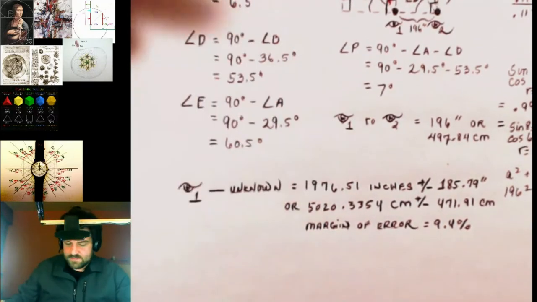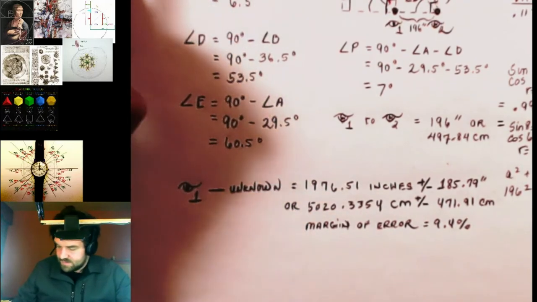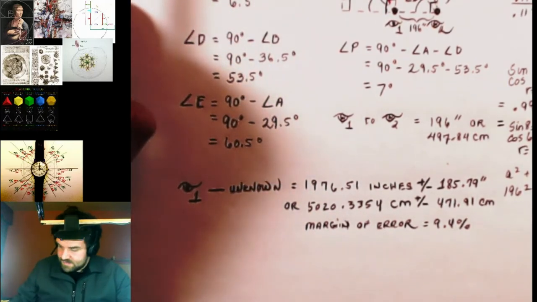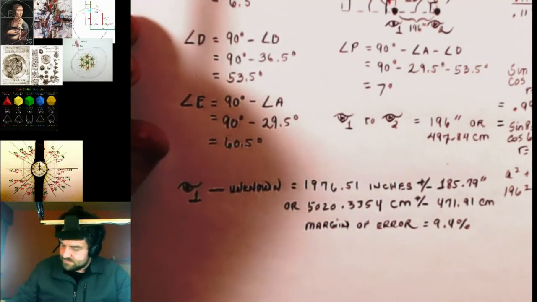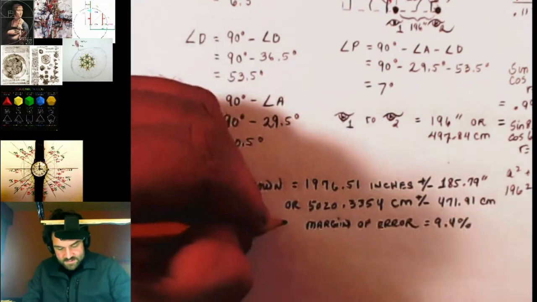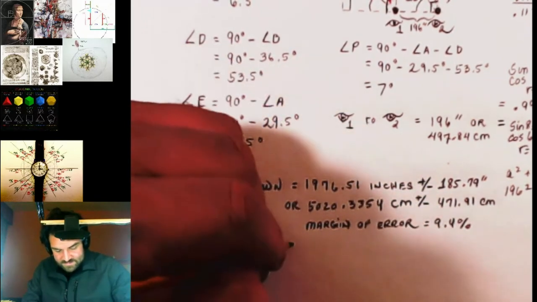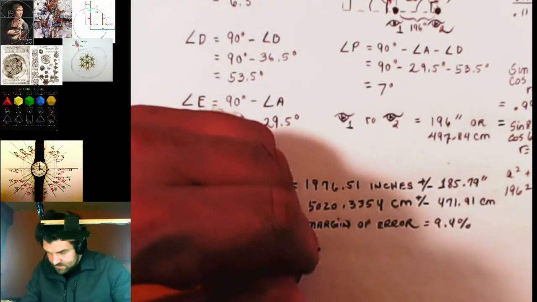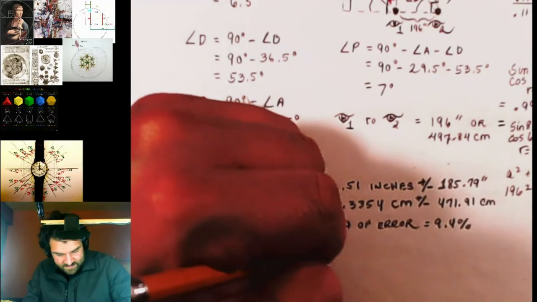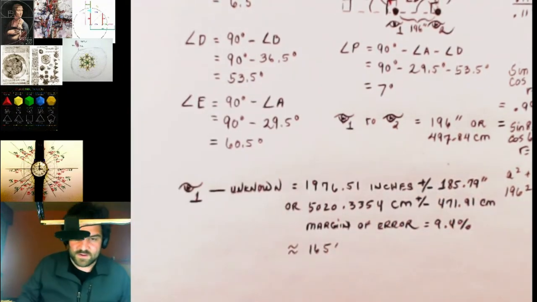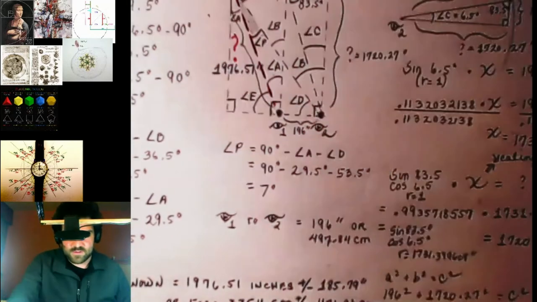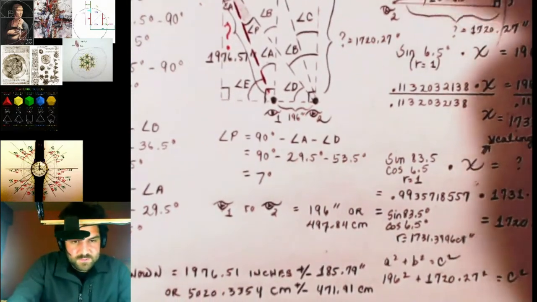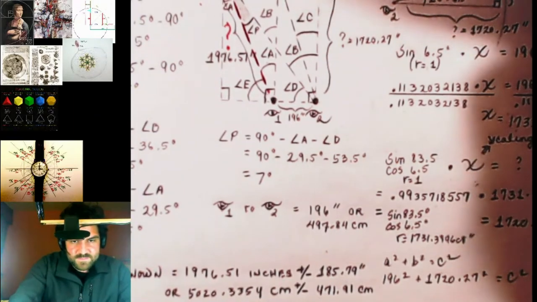That's pretty cool. Now, I'm used to seeing a number in feet, so that would be 1976.51 inches. Okay, if I divide out, there's 12 inches in a foot, so that would be equal to about 164 feet. Or 164.7, so about 165 feet away. That's how far I am away from that pole. And I just think that is so cool that we are able to calculate the distance to something.